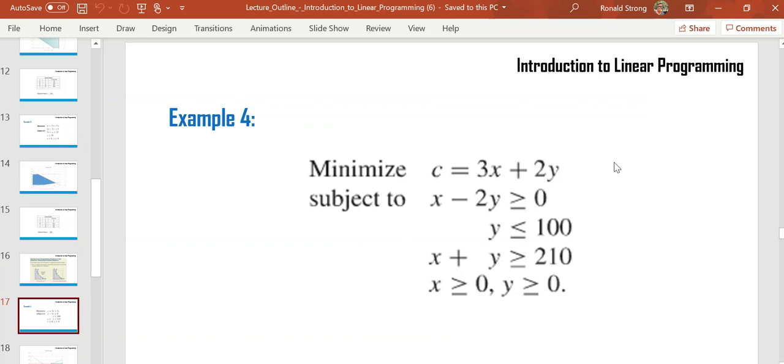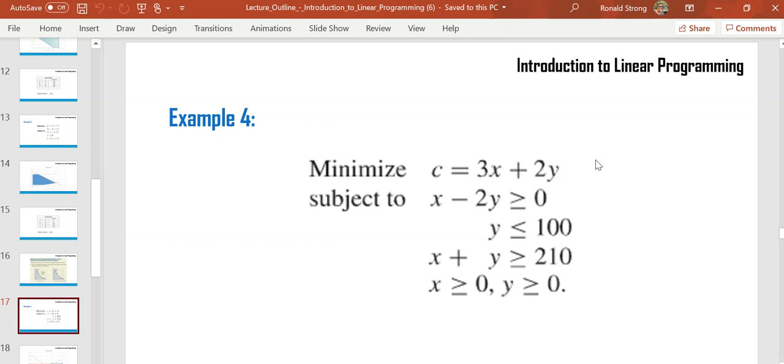So we want to minimize c equals 3x plus 2y. Now notice that we are minimizing, and we usually use c to represent a minimization problem. The way that I remember that is C for cost. Cost is something we want to minimize. So whenever you see a C equals something, that usually is going to be a minimization problem. So just think of it as cost.